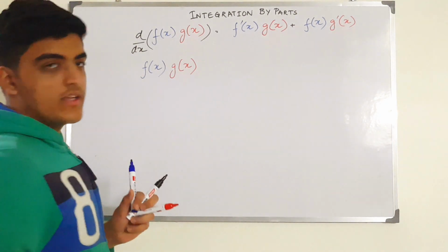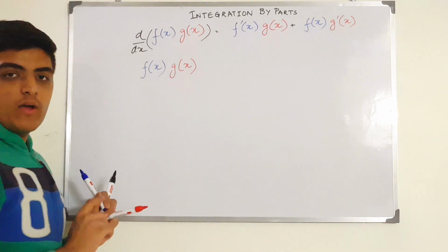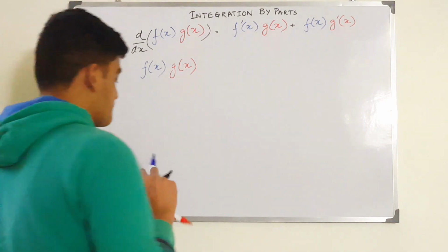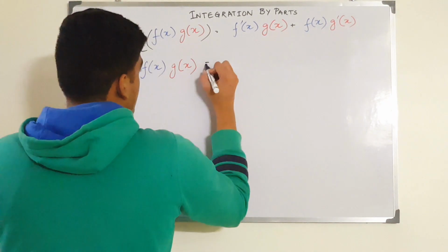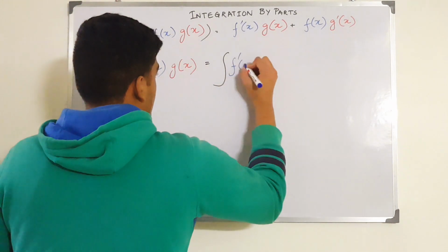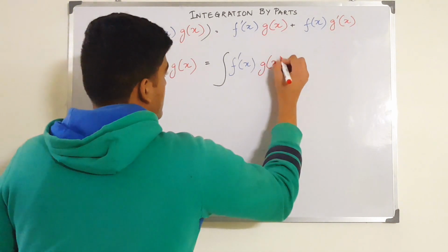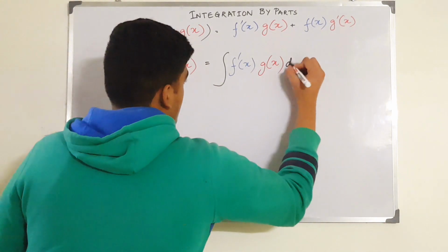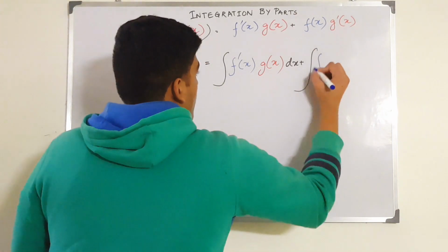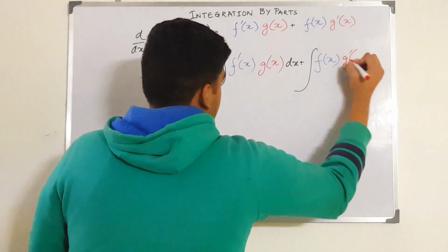Let's just ignore the universal constant, because I'm trying to generalize a formula for integration by parts here, so I'm going to ignore the constant for now, which is equal to the integration of the differentiation of the first function multiplied with the second function dx, which is added to the integration of the first function multiplied with the differentiation of the second function.